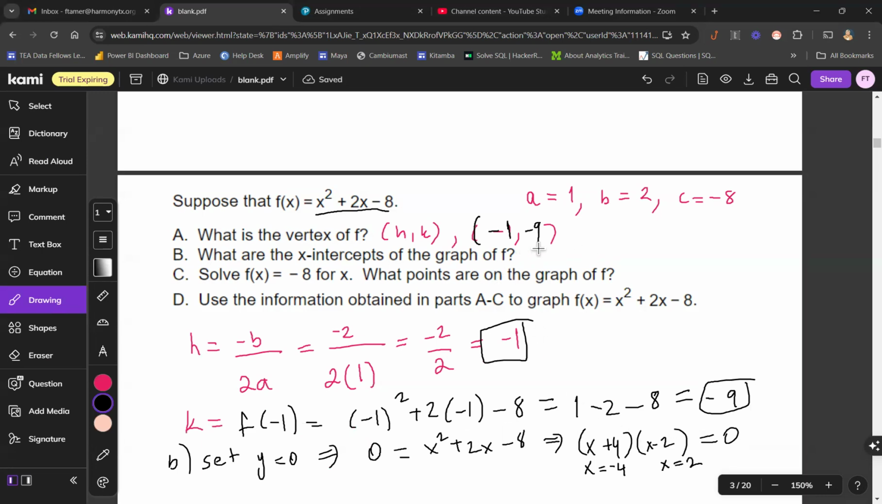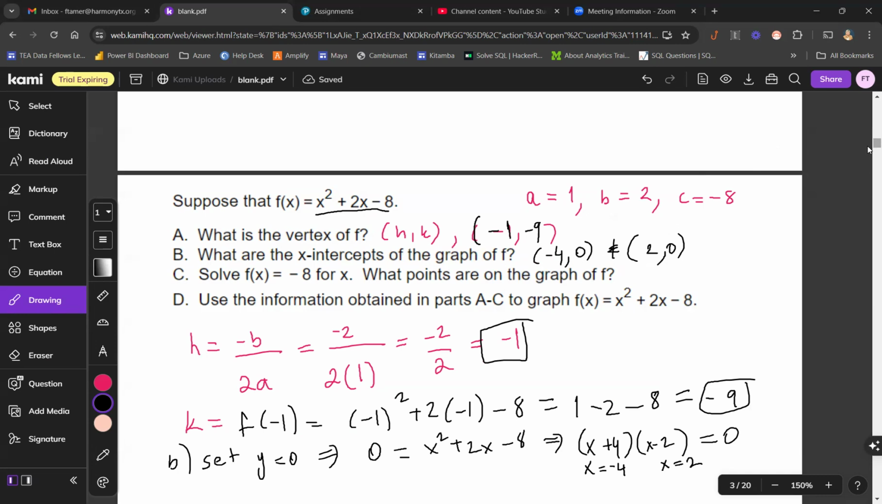So that means one of the x-intercepts will be -4, and for an x-intercept, the y value is always a 0. And the second intercept is x is 2, and then the y value will be a 0. So there are two x-intercepts on this function.